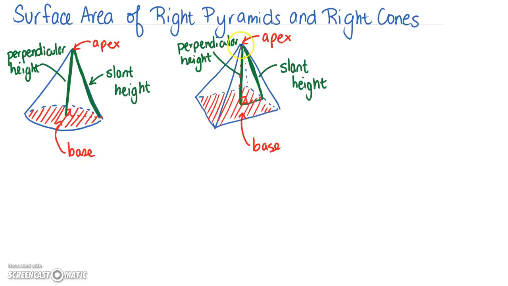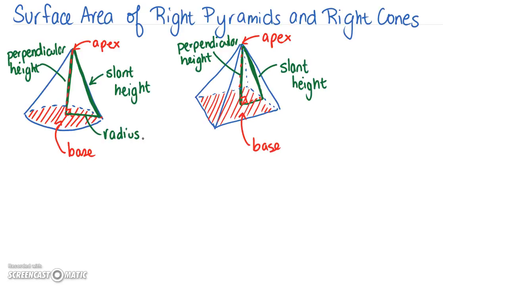So you need to know where your apex is, which is the point at the top of both the pyramid and the cone. You need to know what your base shape is, so in this case a circle and a rectangle or square. You need to know what your slant height is, which is those ones here, as well as your perpendicular height. Now in the case of a circle, we also need to know this distance here, which is your radius.